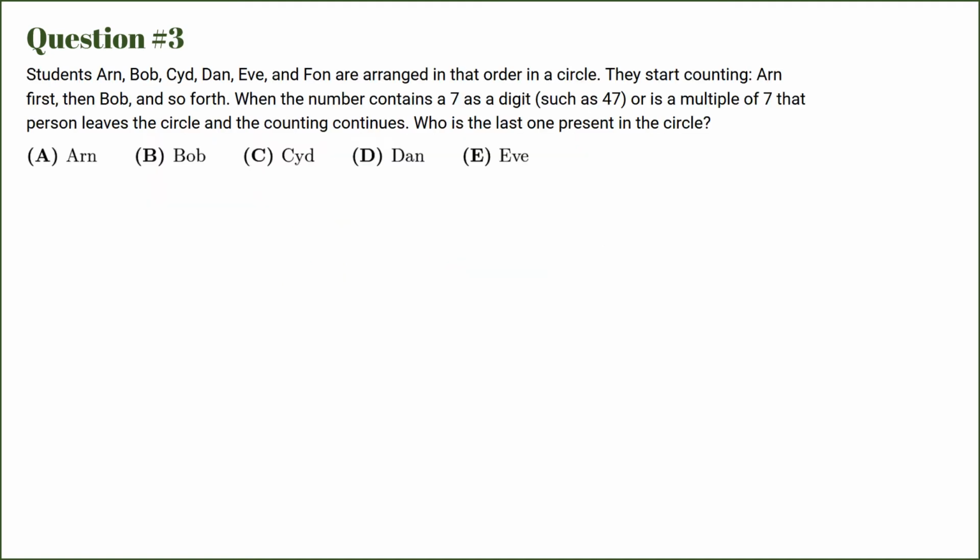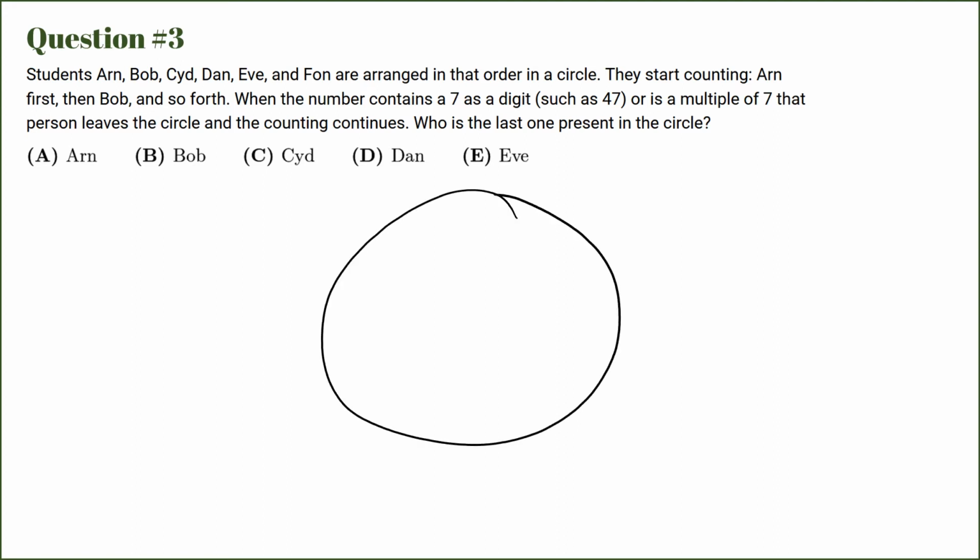Question 3 states, students Arn, Bob, Sid, Dan, Eve, and Fawn are arranged in that order in a circle. They start counting, Arn first, then Bob, and so forth. When the number contains 7 as a digit, or is a multiple of 7, that person leaves the circle and the counting continues. Who is the last one present in the circle?